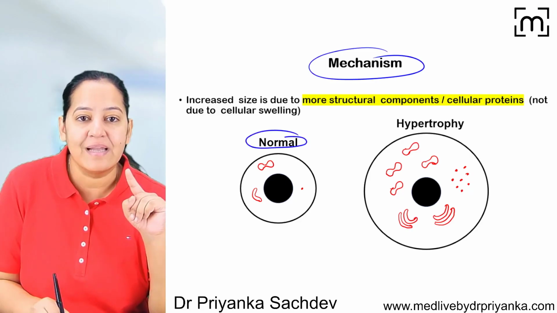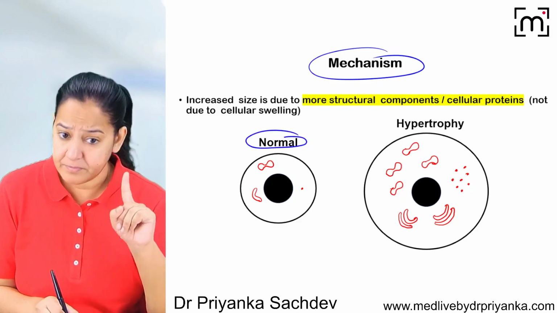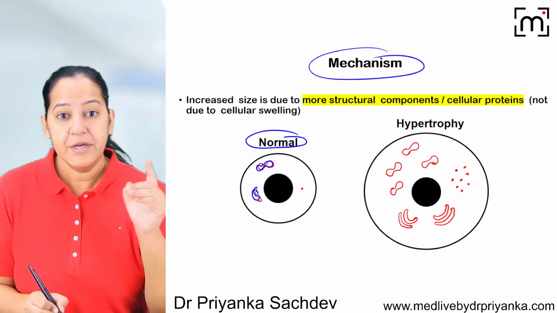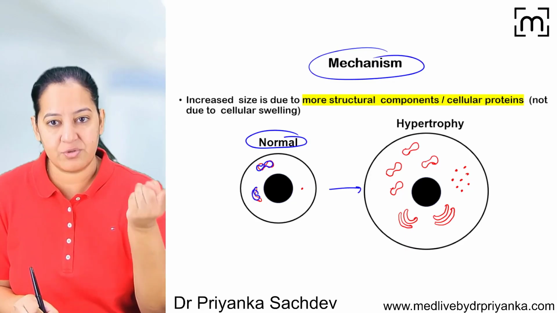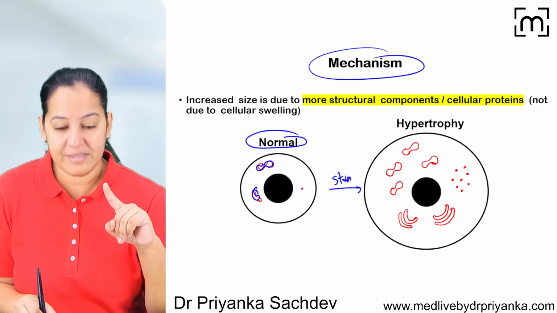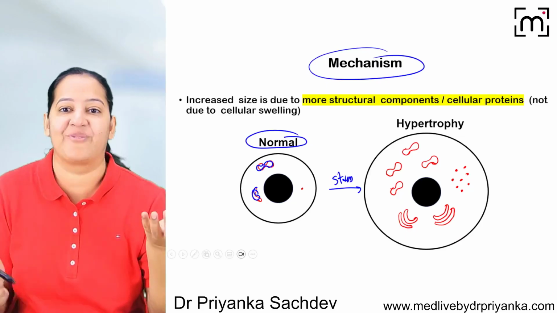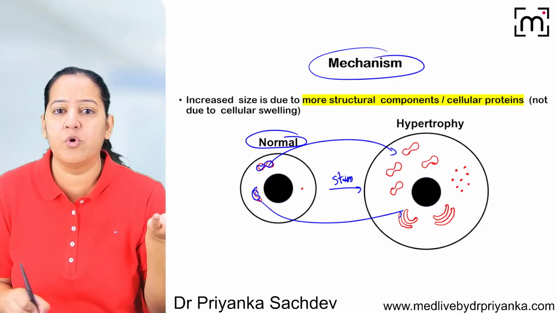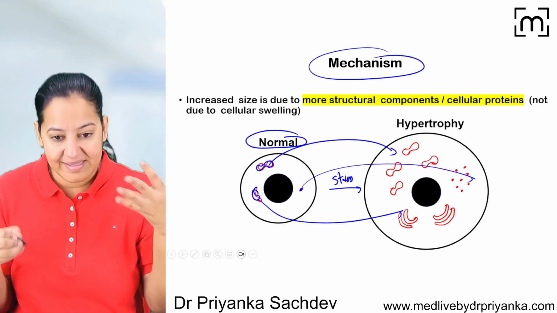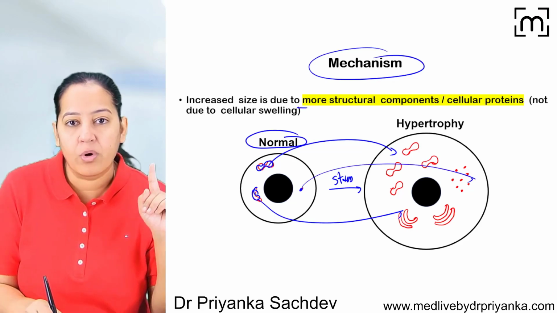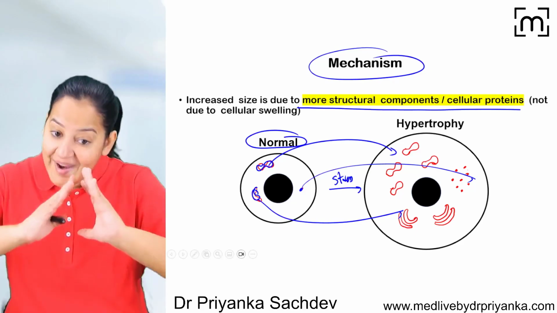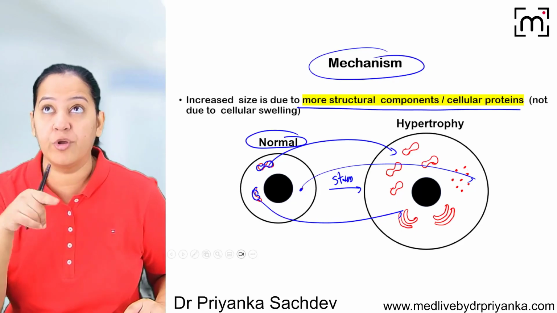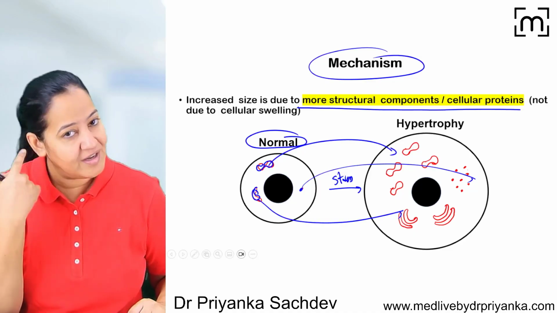See, this is a normal cell. Inside the cell, these are the cell organelles. You can see the mitochondria. You can see the endoplasmic reticulum. So whenever the stress is there, due to the stress, the cell organelles are increasing. You can see more mitochondria, more endoplasmic reticulum, more ribosomes. All the cell organelles are increasing. Because there is more structural component in the cell, that's why the cell is increasing in size. If you remember the mechanism of hyperplasia, I told you there is increase in growth factor and growth receptor.